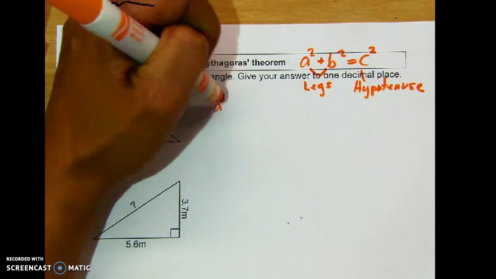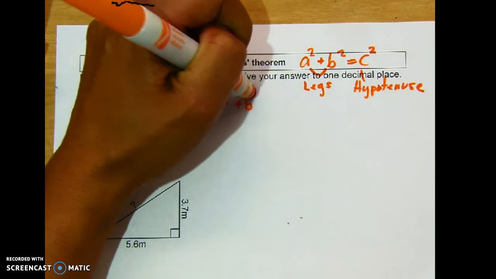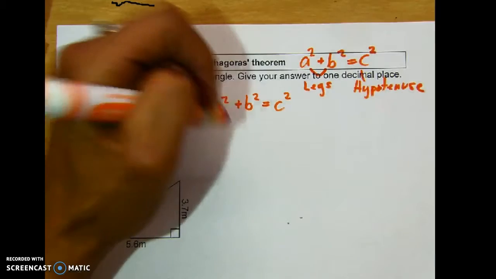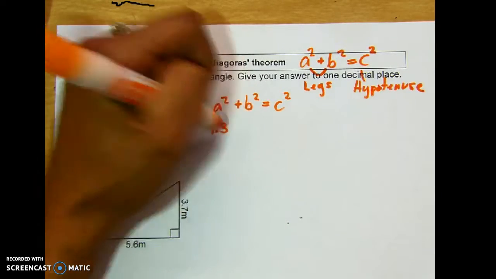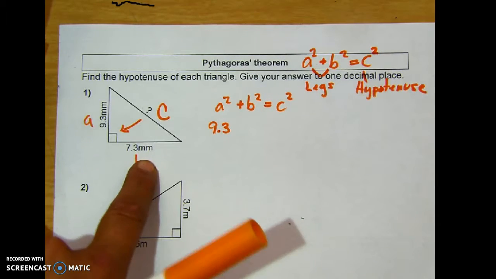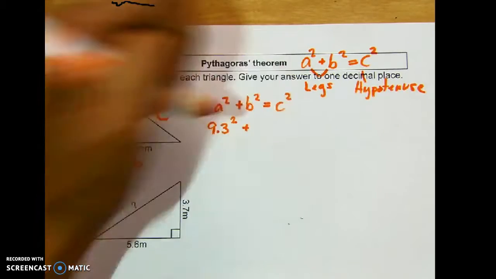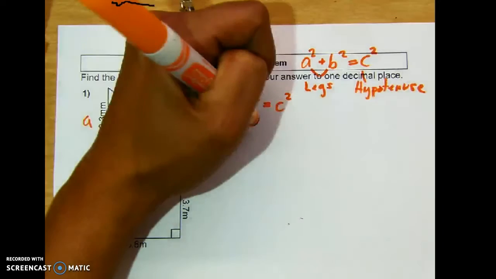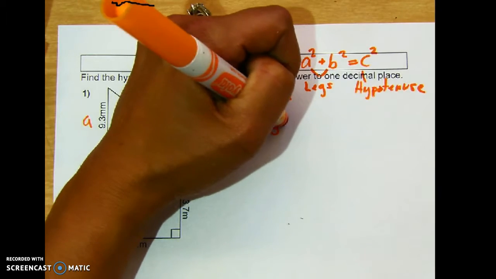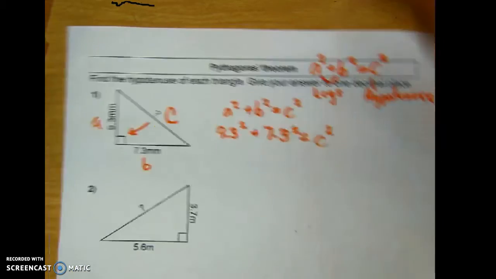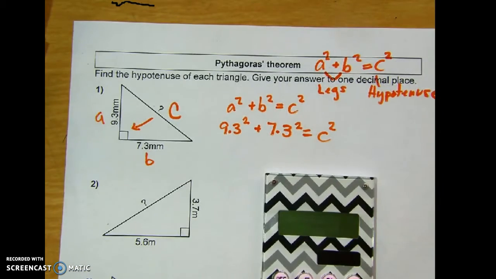So again, I'm doing a squared plus b squared equals c squared. My a I'm representing as 9.3. I'm going to add the millimeters at the very end just to keep it clean. And I'm going to add that to my b squared, which is 7.3 squared, and that's going to be equal to c squared. With my calculator, remember when you are squaring a unit, it's not times 2, but multiply it by itself.